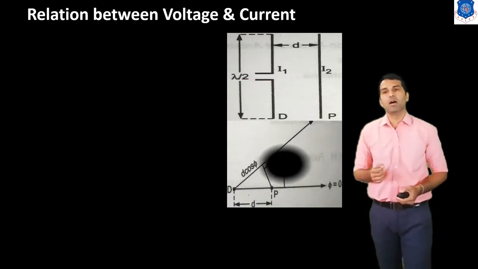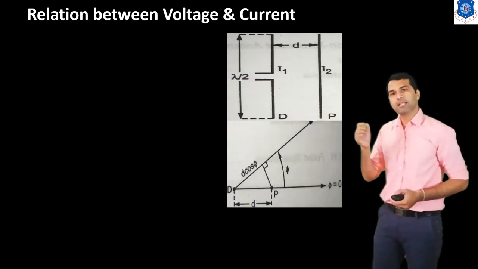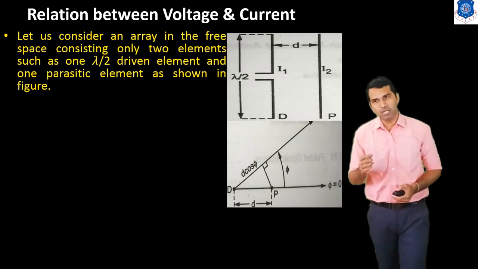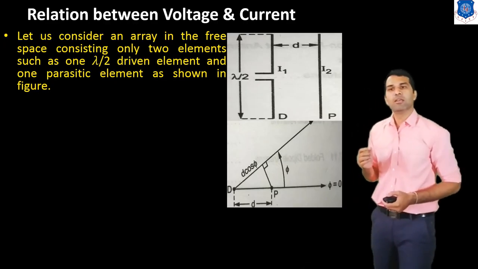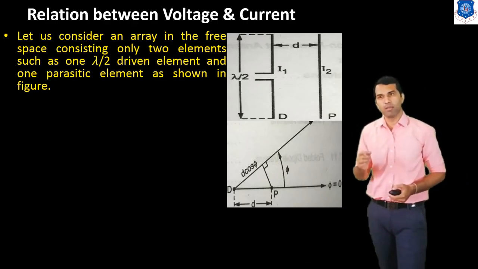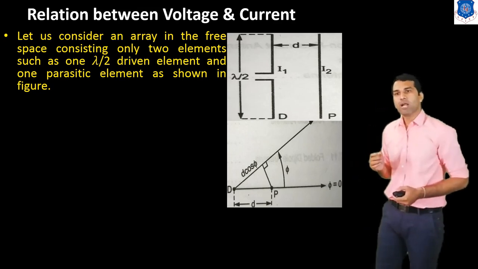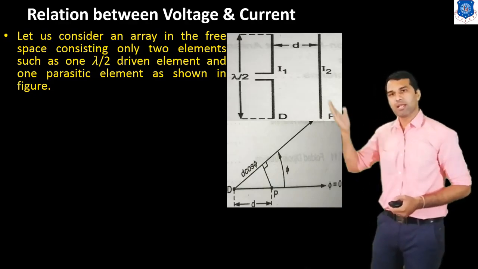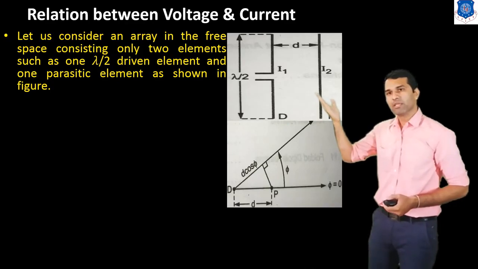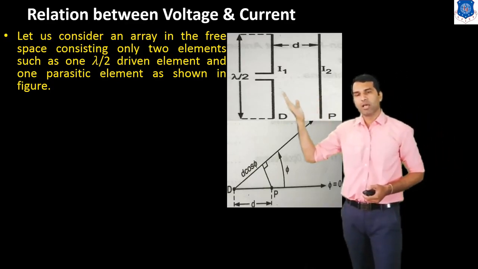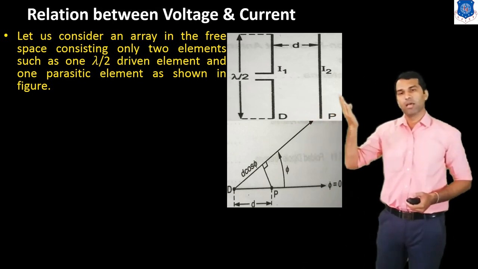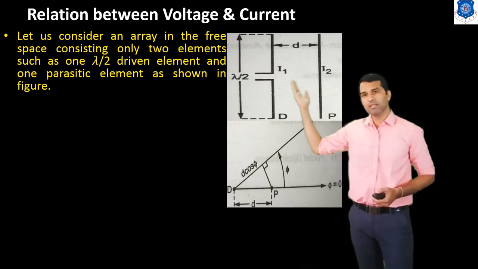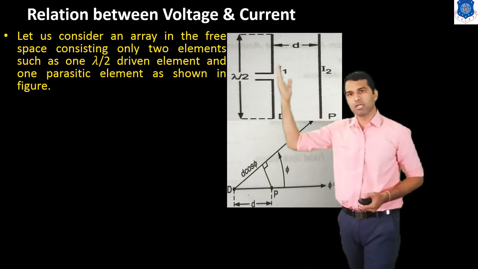Now we discuss the relation between the voltage and current in the parasitic element. Now we consider an array in free space consisting of only two elements, a lambda by 2 driven element and one parasitic element, as shown in this figure. Here this is the dipole we have considered, and this is another element, and the distance between these two elements is d, and this is a driven element, that means our dipole is a lambda by 2 dipole.